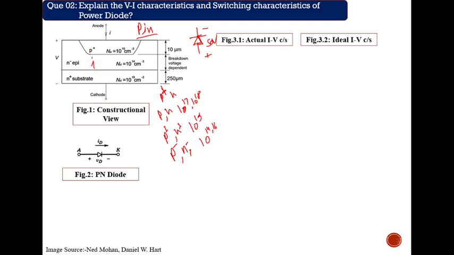But for the power diode, there is an I layer, a small doping layer, and this thickness is very small. So the depletion region is going to increase and will not touch the P plus layer or the N plus layer. For this reason, the space charge region can extend freely when you apply reverse bias, and it is able to support higher voltages.